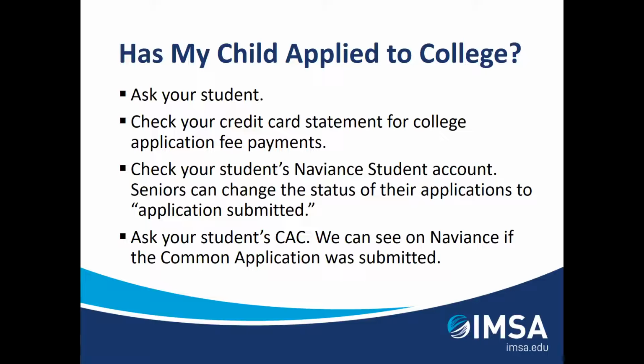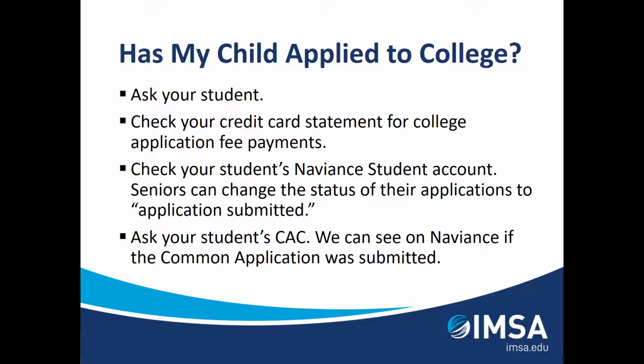In a Naviance student account, students are allowed to change their status from application pending to application submitted. So if your student did that diligently, this is how you also know whether or not he or she applied. And then finally, there is a way for us, CACs, and students cannot see that, and you cannot see that as a parent, but we can. We can see whether or not your student completed a common application. Naviance will not let us know if your student applied to MIT or Georgetown University, colleges that do not use common application.